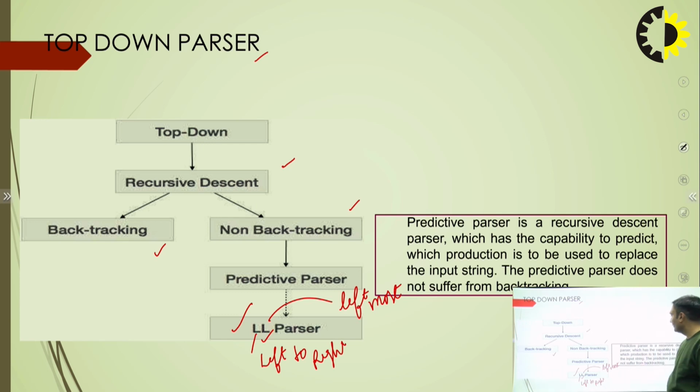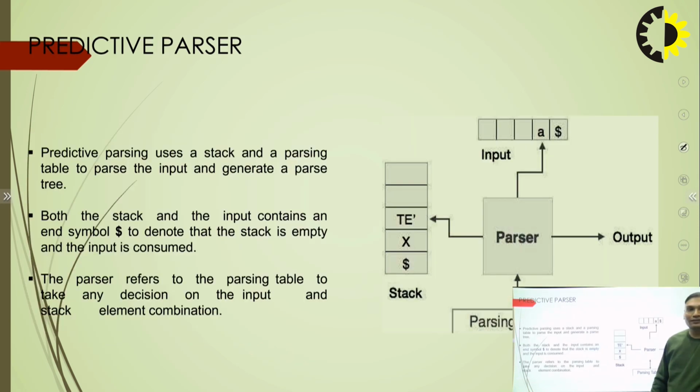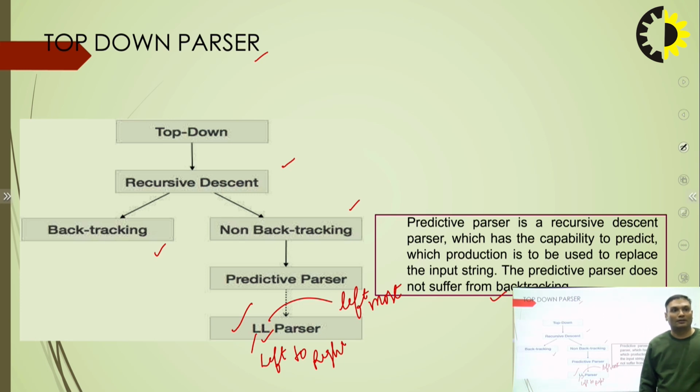A predictive parser is a recursive descent parser which has the capability to predict which production is to be used in place of the input string, and the predictive parser doesn't suffer from backtracking. So there is no problem of backtracking in this predictive parser, as its name says. The parser knows in advance which prediction rule it needs to opt for to do parsing, right? So that's why its name is predictive parser.